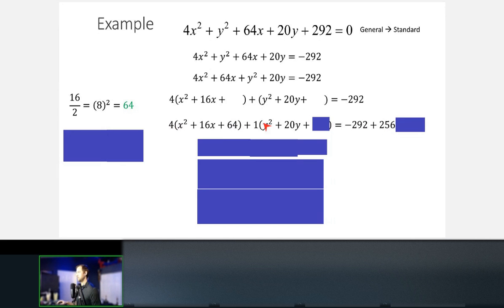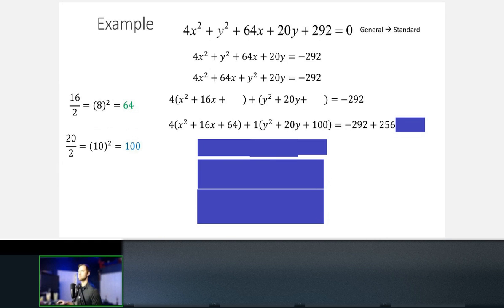All right, going back to the second half of the problem. What number goes under this little blue box here? Yeah, 100, because we take the 20, we divide by 2, and then we square it. And that's how we get 100. So are we adding 100 to both sides in this case?